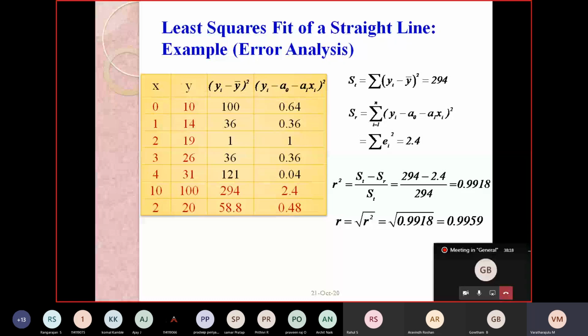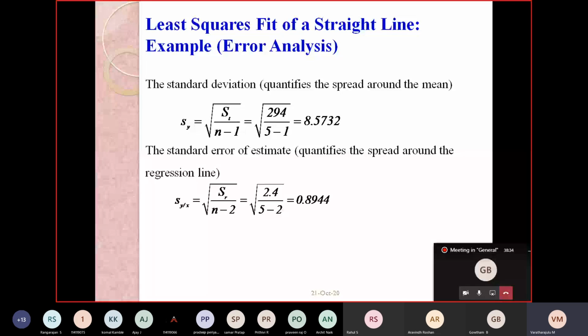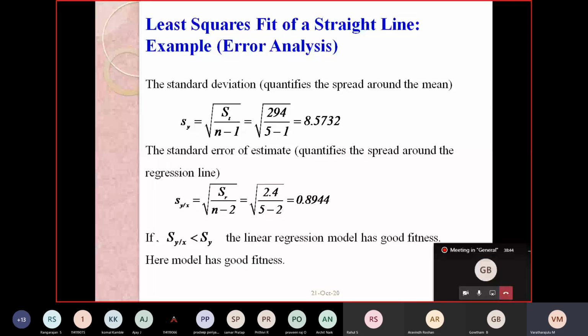And Sy is St by root of n minus 1, which is 8.5732, and Syx is Sr by root of n minus 2, and we'll get 0.8944. If our Syx is lesser than Sy, then our model is having a very good fit. Else it doesn't have a very good fit over the given data points.